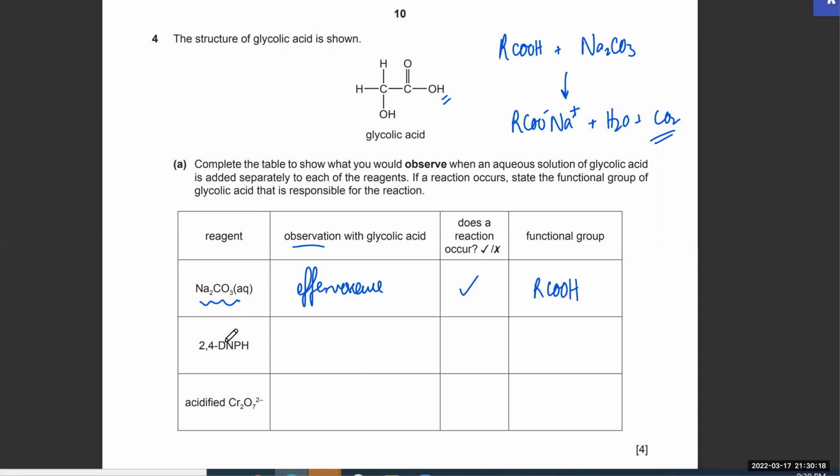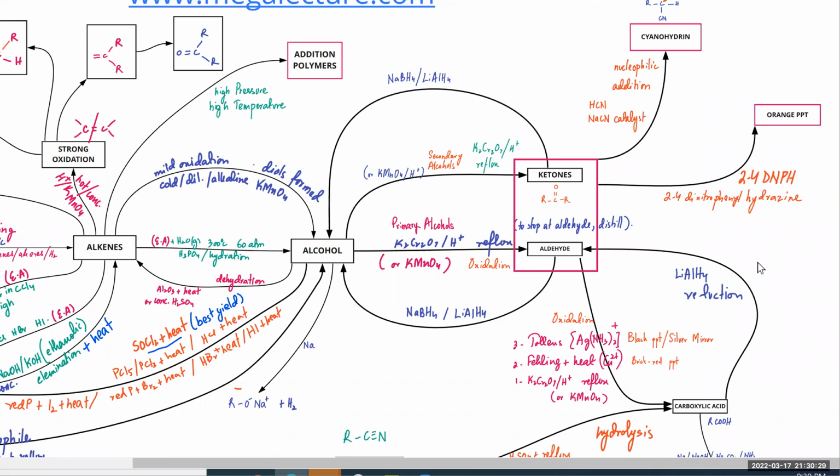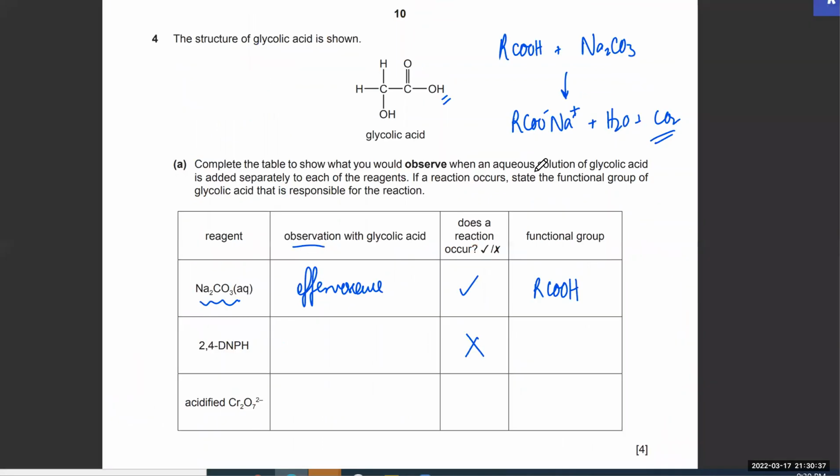The next part is 2,4-DNPH. Nothing happens with 2,4-DNPH because 2,4-DNPH is used as a test for aldehydes and ketones. That's what it is used for. You get an orange-red precipitate. This one is not an aldehyde. It's also not a ketone. This one is a carboxylic acid, plus it's an alcohol. So nothing happens. And then dichromate(VI), what happens to it?